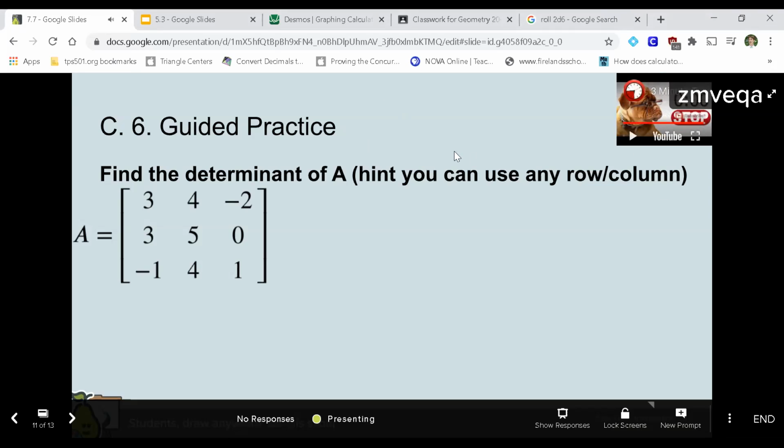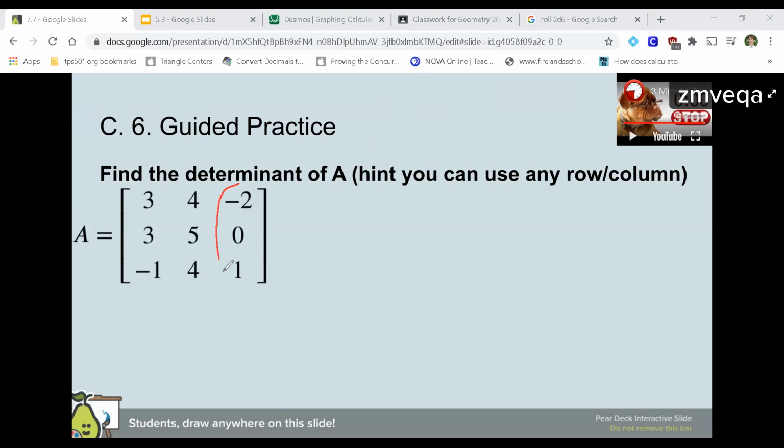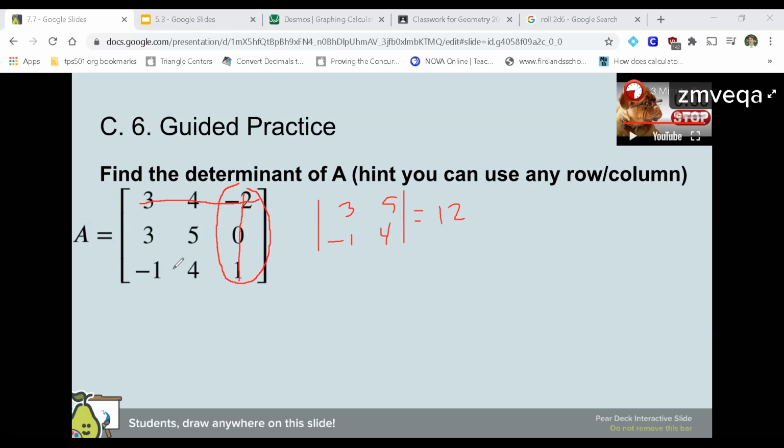All right. What do you think is the easiest row or column to use? The far right one. This is probably the easiest one to use. Again, you don't have to use it, but I just think it'll be the easiest. So I'm going to use it because this 0, 1 won't matter, right? I just need to find the -2 and the 1. So if I find the -2, eliminate this here. I'm going to do the determinant of 3, 5, -1, 4, which is 12 plus 5, right? Because it'd be minus -5. So that's 17.